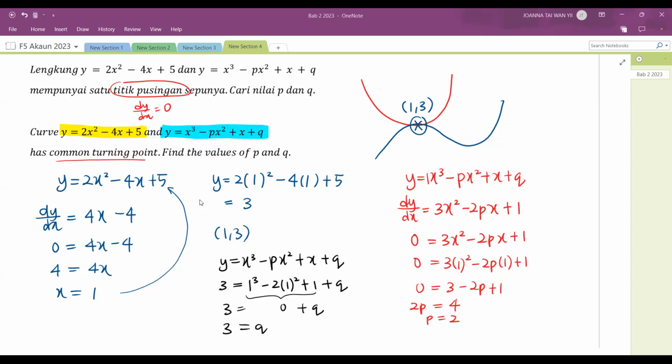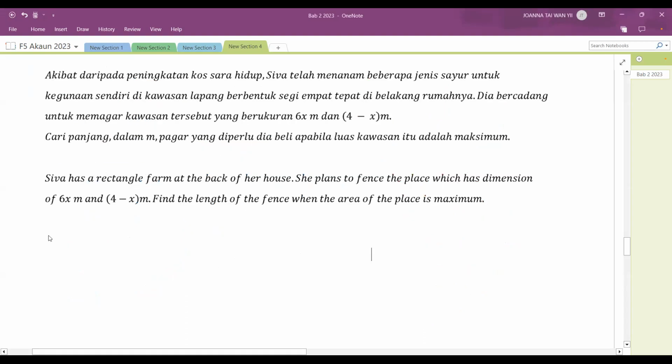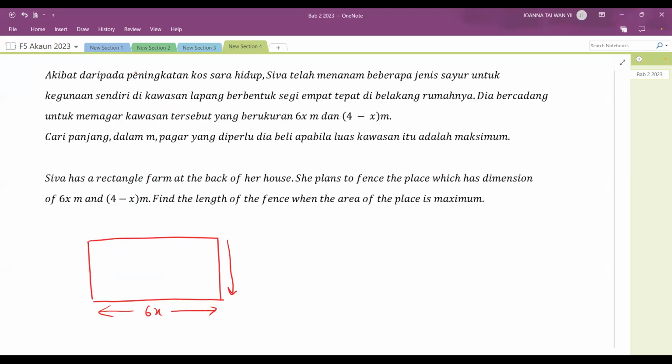So now we see application. Okay, kita tengok aplikasi dia. Sekarang dia bagi ini soalan yang panjang sikit. Tapi saya shortkan dia punya soalan. Pendekkan soalan dia. So, maksud dia, dia ada satu kawasan yang lapang dia nak buat untuk tanam. He want to make a farm. It's a rectangle farm. Di mana dia adalah 6x dan juga 4 tolak x.